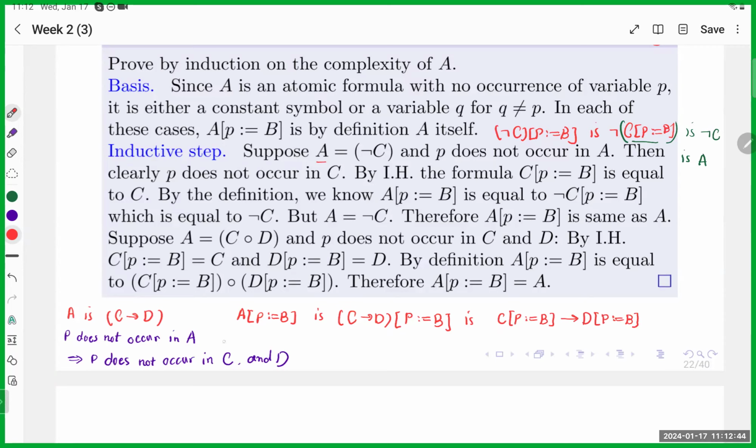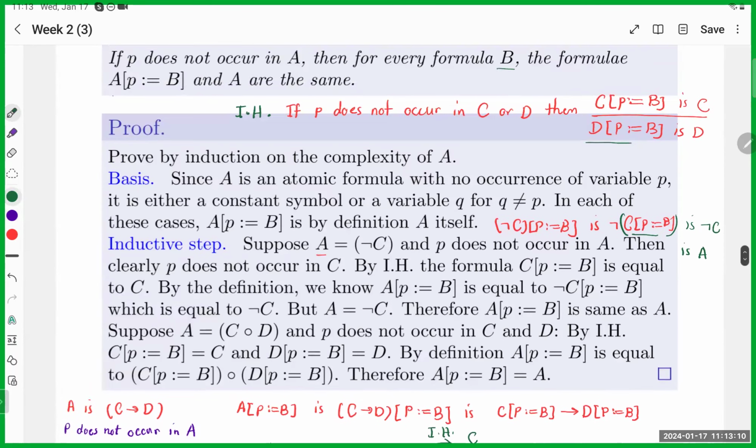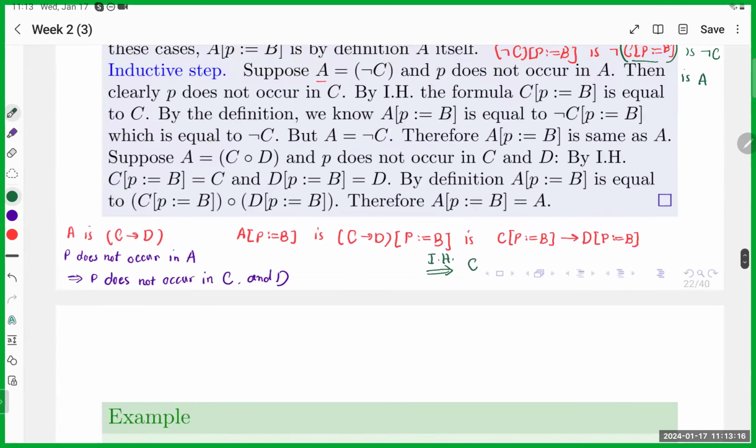And since P does not occur in C or D, by the inductive hypothesis, this is C. This is the inductive hypothesis. These two, this is C, implies D. Which is A.